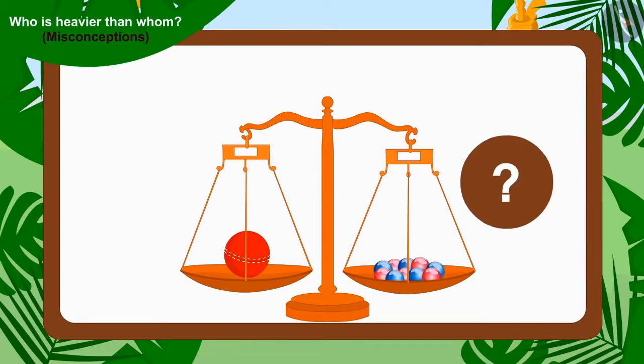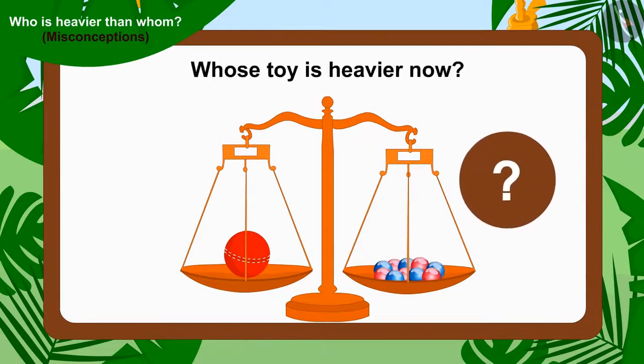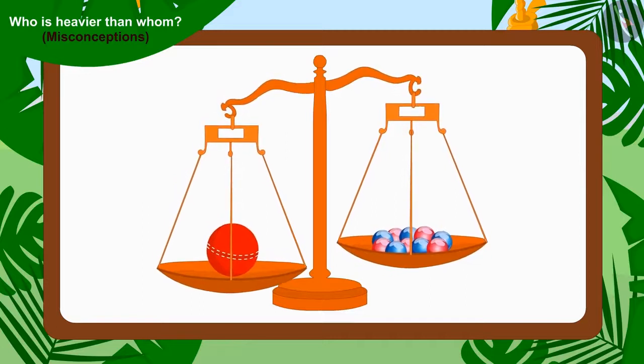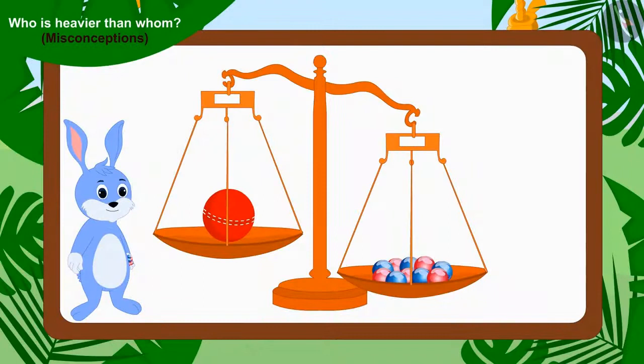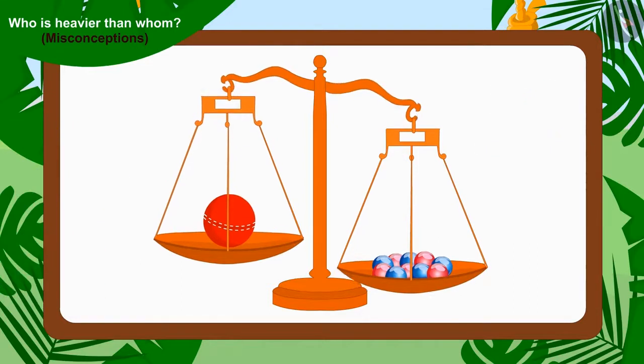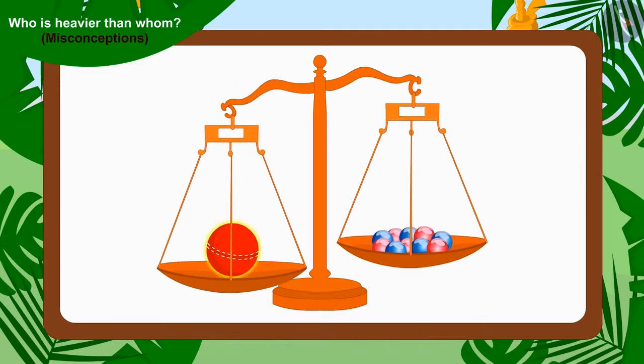Kids, can you tell whose toy is heavier? Yes, the weight of Chanda's one cricket ball is more than Bunny's 10 marbles. This means that Bunny was wrong. Of the two items whose weight is being compared, the item with a larger quantity does not always weigh more.